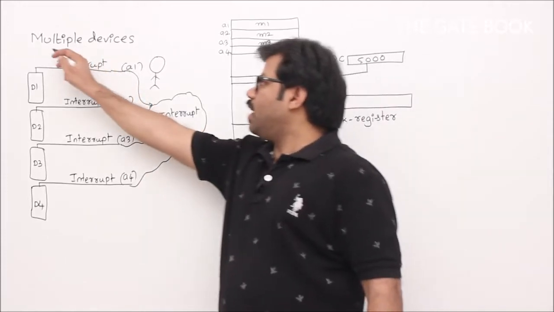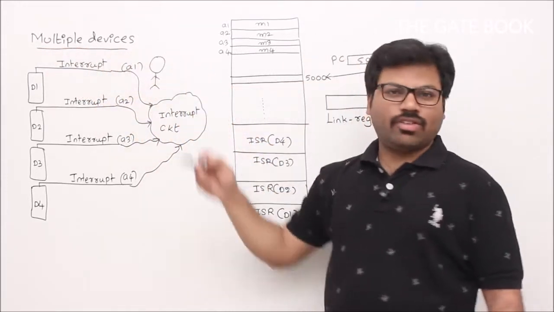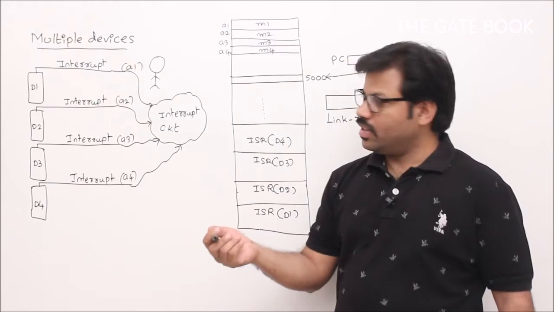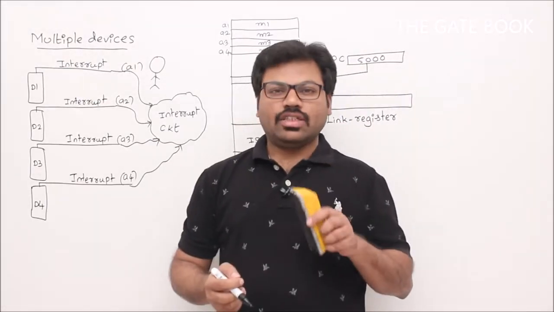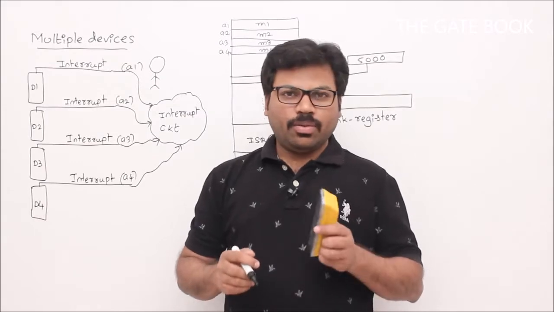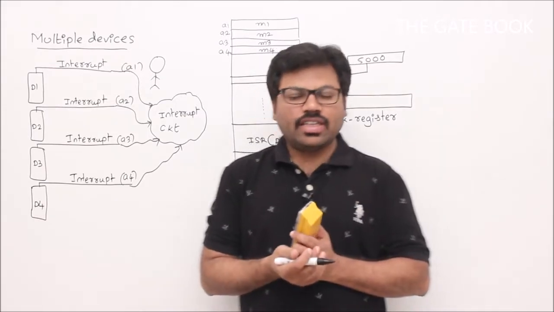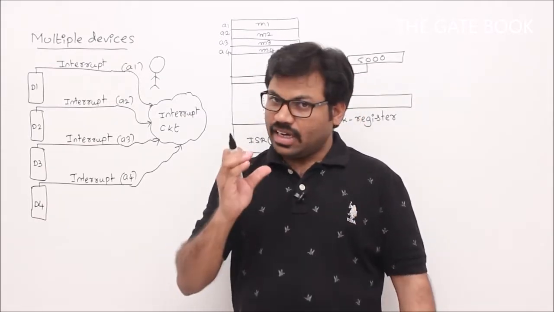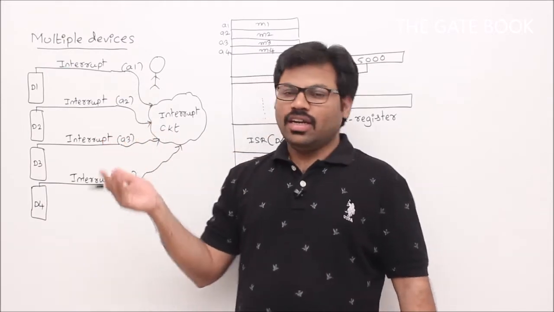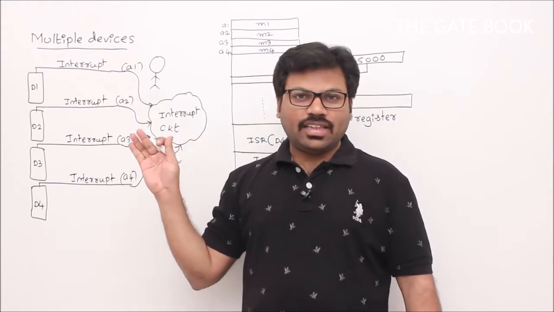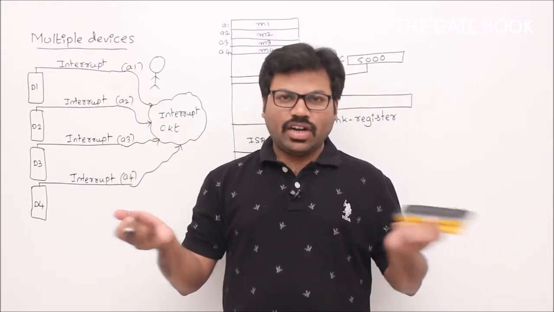Now we'll see how things will work out when there are multiple devices, and how the interrupt system will work. Definitely you can understand one thing: when there is only one device, we can remember the interrupt service routine's address in some place and go there directly, correct? Now the processor also has clarity about who is interrupting, because there is only one device.